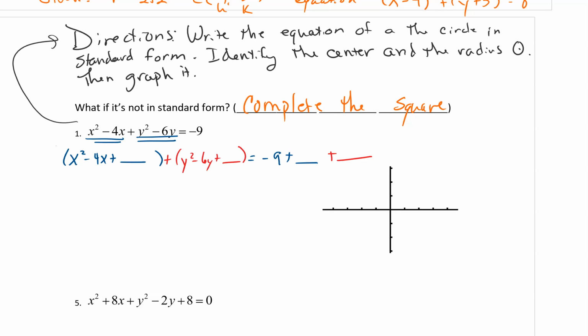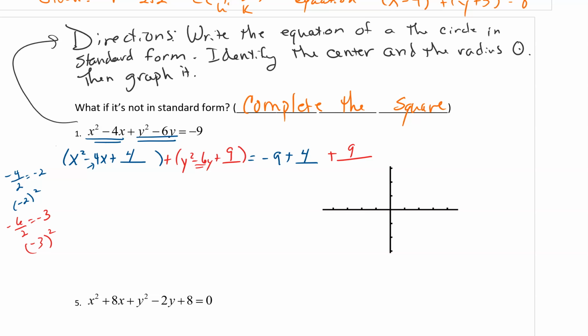So what do we do first? Well, remember with completing the square, once you have your x squared and your variable together, you divide this by 2. So I get negative 4 divided by 2, which is a negative 2. And then you square the negative 2 and put it in. So I go plus 4. Notice I put a plus 4 in on the other side. Then I look here at that negative 6 and I go negative 6 divided by 2, which is negative 3. And then I square it and I get 9. So I add 9 to the other side.